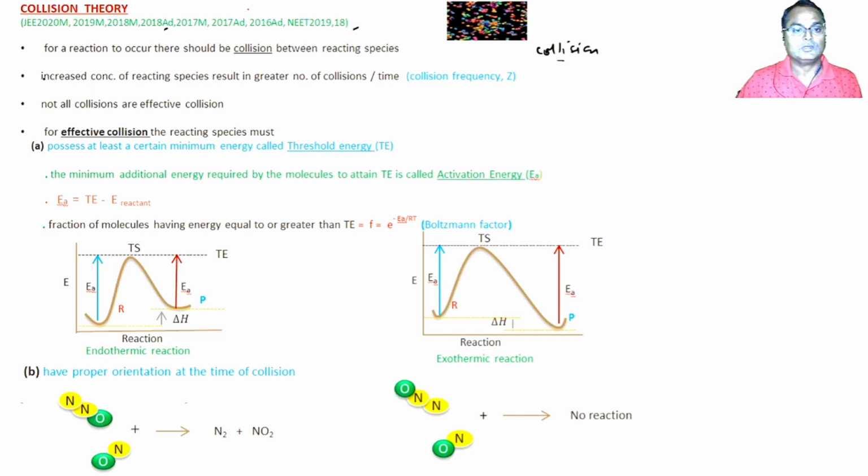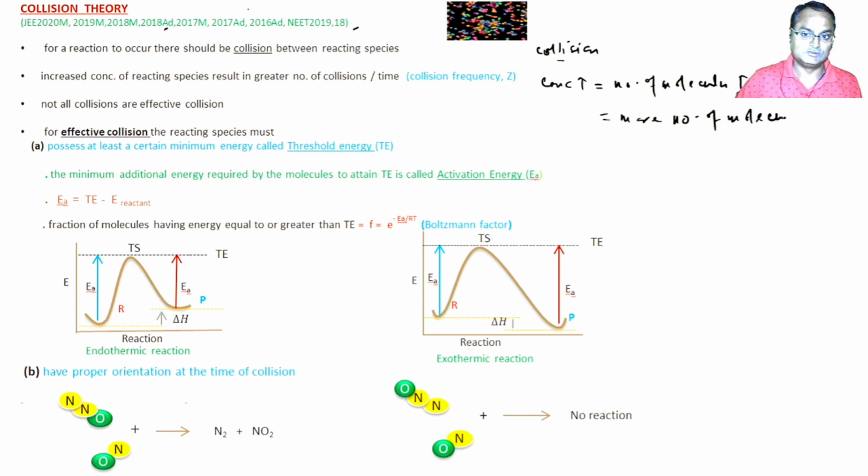Now, increased concentration of reacting species results in a greater number of collisions per unit time, and this is known as collision frequency. If we increase concentration, then the number of molecules also increases. So more number of molecules undergo simultaneous collisions per unit time. It means that here the collision frequency increases.